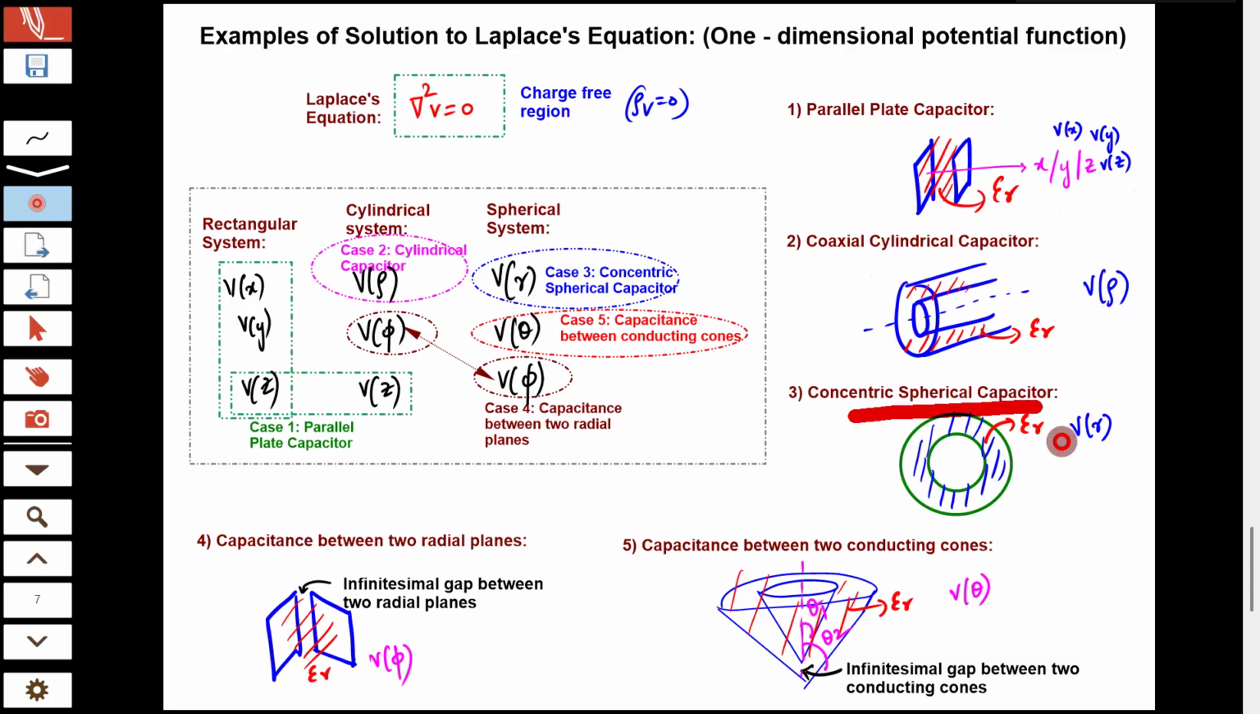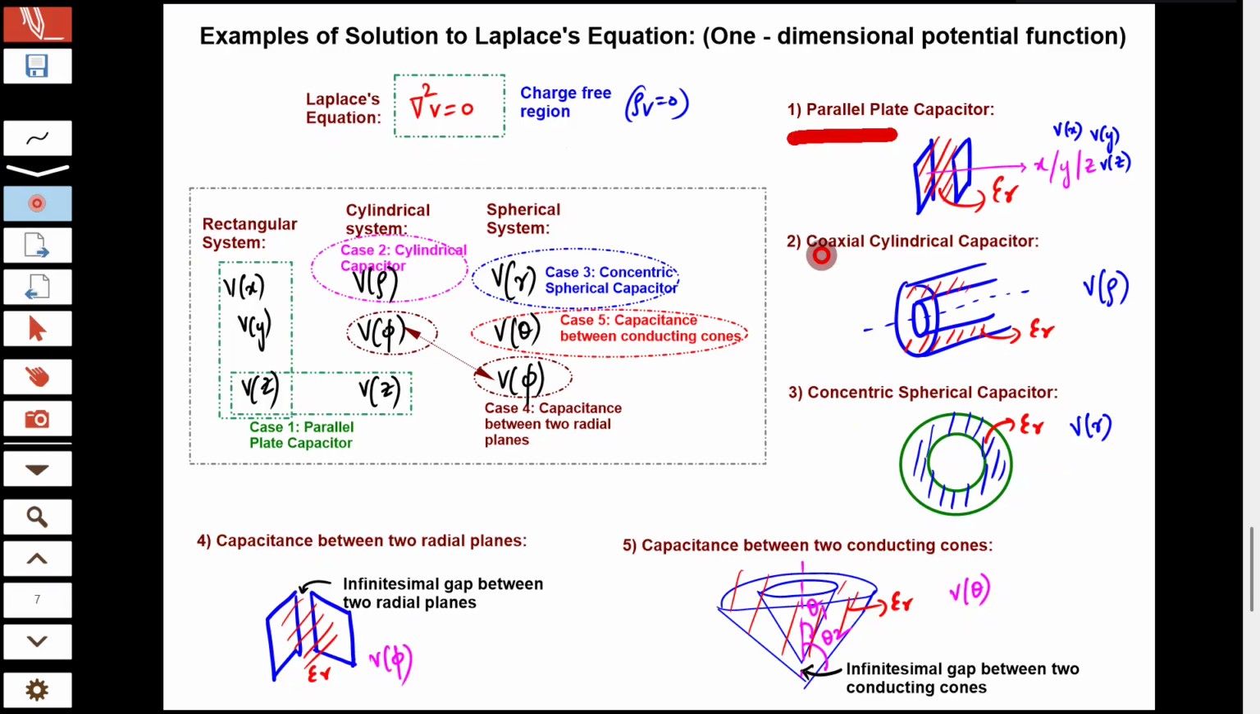For the concentric spherical capacitor, between the two concentric spheres, the potential function will vary only with respect to the variable r. And between the two radial planes along the azimuth angle phi, the potential between the two plates will be a function of only angle phi. And between the two conducting cones with two different angles, the difference in potential between the two cones will be a function of only the variable theta. So these are the 5 cases of one-dimensional potential function solutions for the Laplace equation.